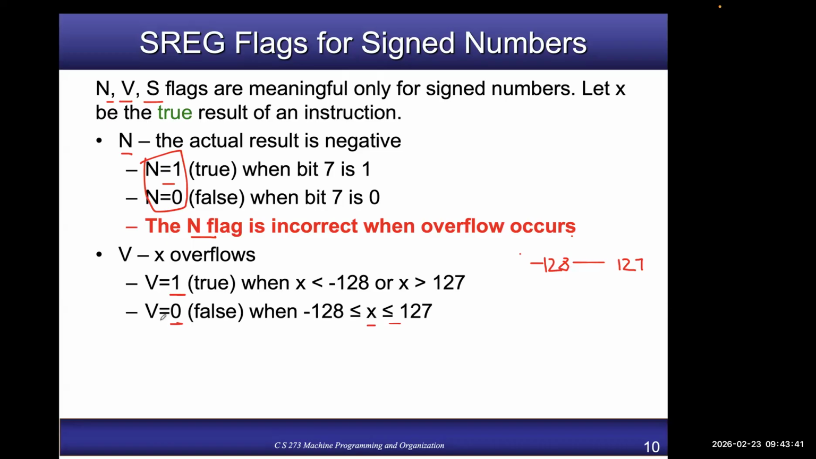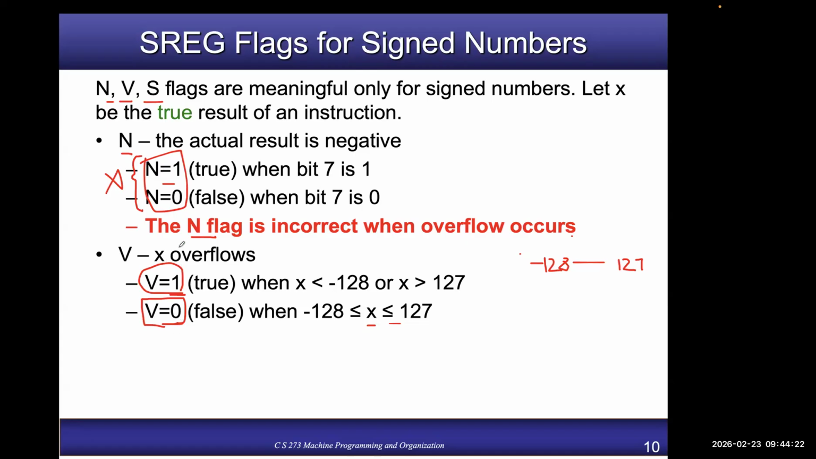Again, if your V flag is equal to 0, which means there is no overflow, then the information conveyed by the N flag, the negative flag, is correct. You can trust it. However, if there is overflow, then you cannot trust the information conveyed by the negative flag. If there is overflow and N is equal to 1, you cannot trust that the result is negative. However, if V is equal to 0, there is no overflow, and N is equal to 1, then we are sure that our result is negative.